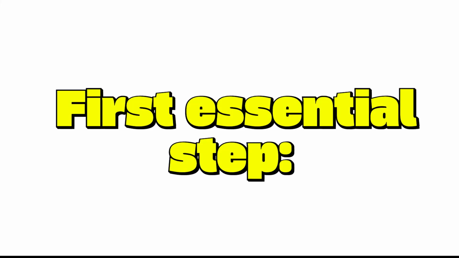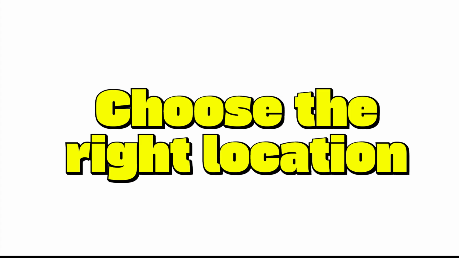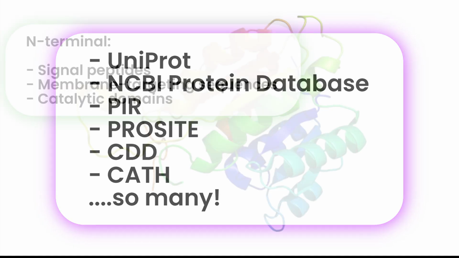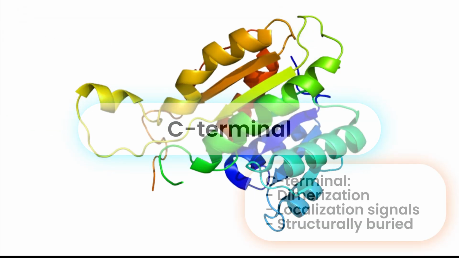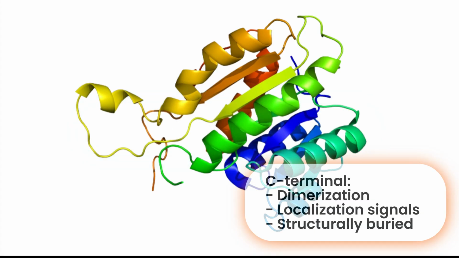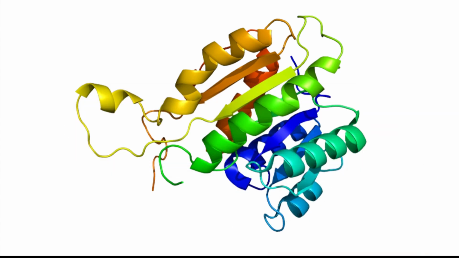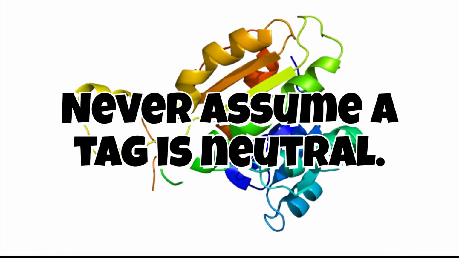Since you do not want to disrupt the protein's native structure or function, choosing whether to place the tag at the N-terminal or the C-terminal is a matter of biology. Start by checking the literature or databases. If the N-terminal contains signal peptides, membrane targeting sequences, or catalytic domains, choose C-terminal tagging. If the C-terminal is involved in dimerization, localization signals, or is structurally buried, choose N-terminal tagging. Some proteins tolerate both. Others lose activity entirely. Also remember, tags can affect folding, stability, solubility, aggregation, and immunogenicity. Never assume a tag is neutral.